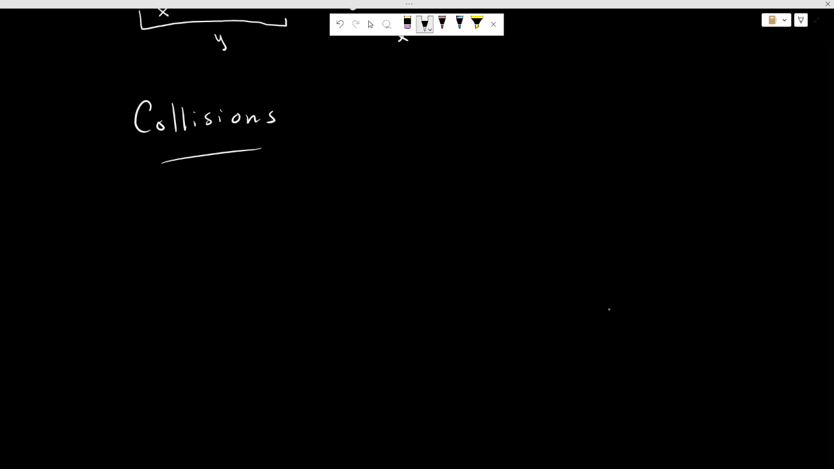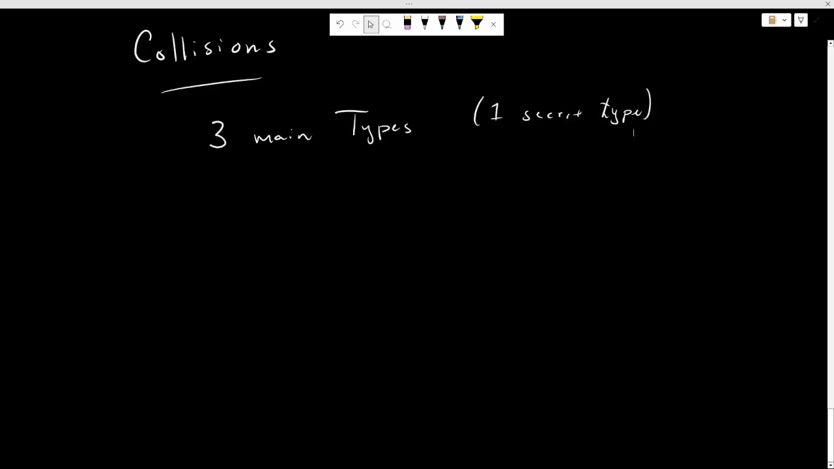So for collisions, we have three main types, and one secret type. In full clickbaity fashion, we're going to save the secret type for the end. So there you go, the three main types.